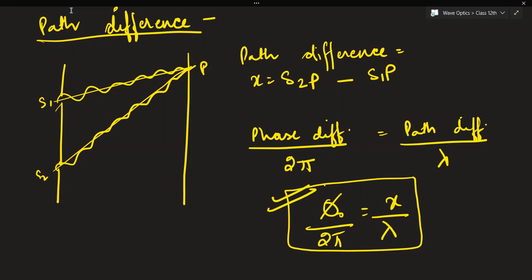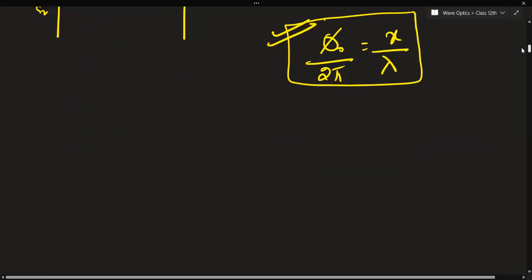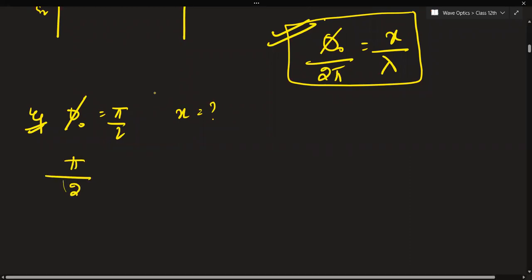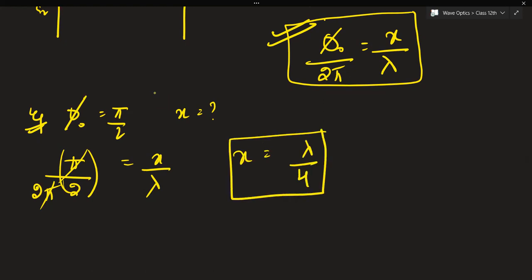For example, if I say for some equation the phase difference is coming out to be pi by 2, and you want to know the relation between the path difference and the wavelength: pi by 2, that is the phase difference, over 2 pi is equal to x by lambda. This just gets cancelled. x becomes equal to lambda by 4. Such relations will be asked and used.